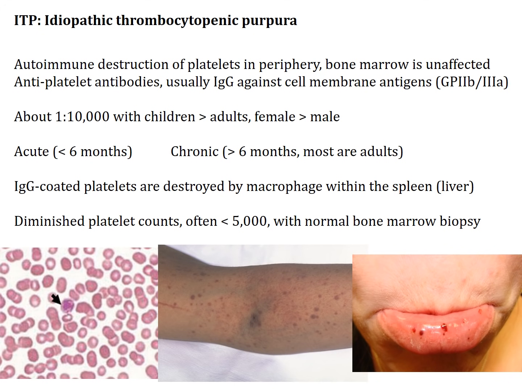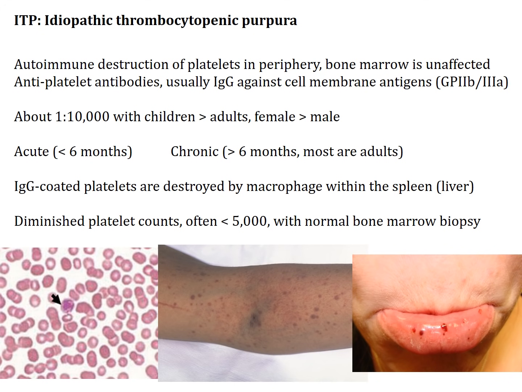So this IgG attacks the platelets. Platelets that are covered in this IgG are then broken apart and destroyed in the spleen or the liver. Very often these individuals will have markedly diminished platelet counts, often under 5,000. If you were to do a bone marrow biopsy, their bone marrow usually looks okay. The problem is not destruction in the bone marrow, the problem is destruction out in the periphery.